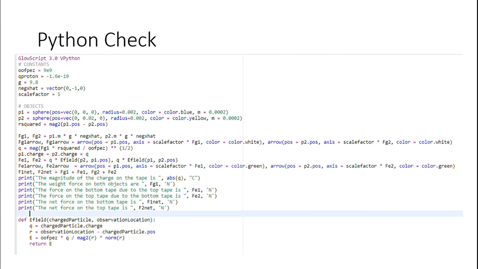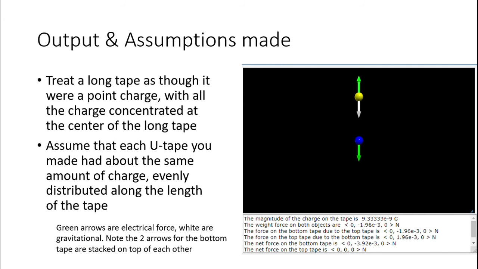And here is all of our work coded up in Python as a computational model. Note, we use the same two aforementioned assumptions in creating our model, and this is what it looks like. Green arrows symbolize electric force, and the white ones symbolize the gravitational force. Note our Python charge equals our calculated charge.